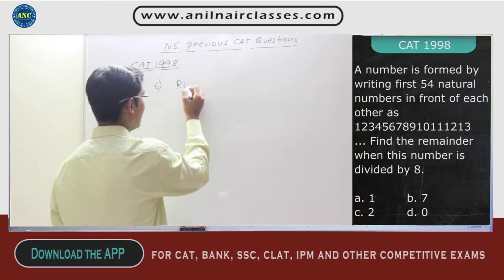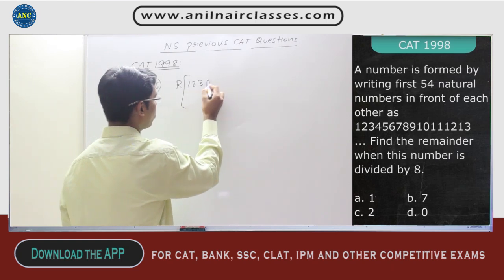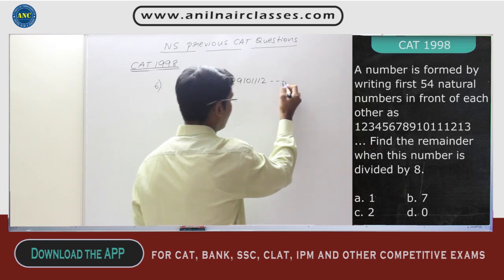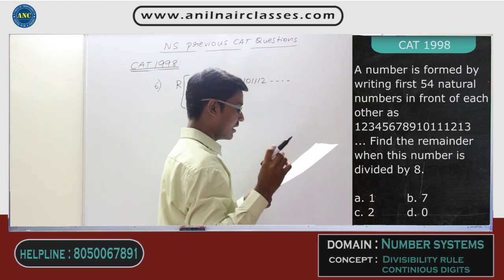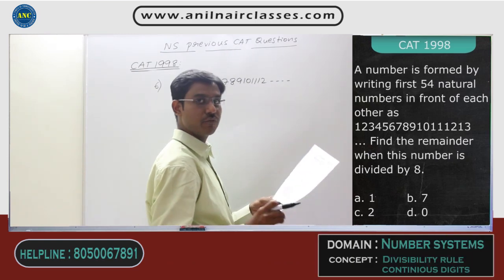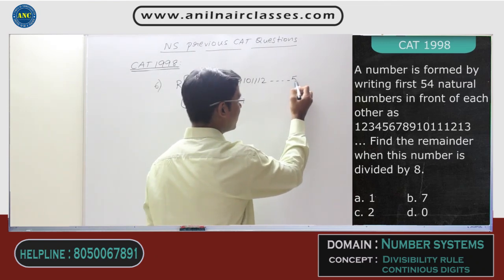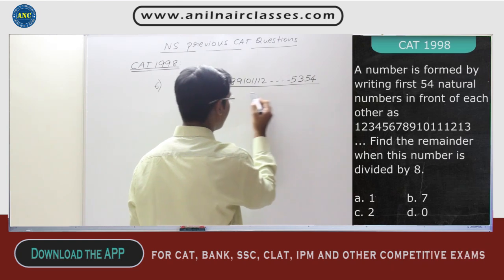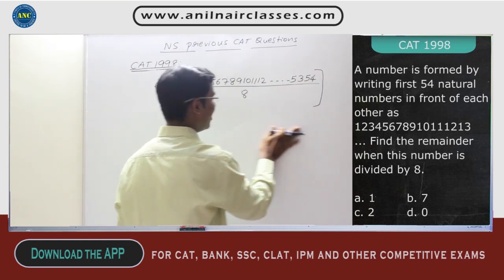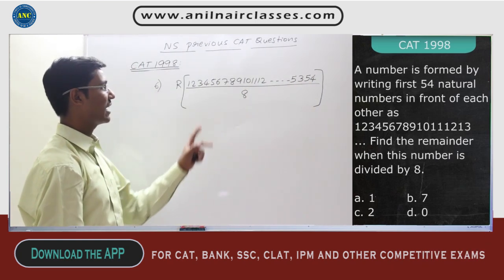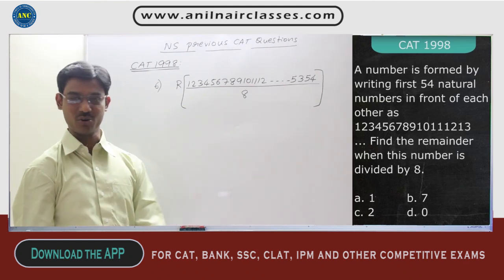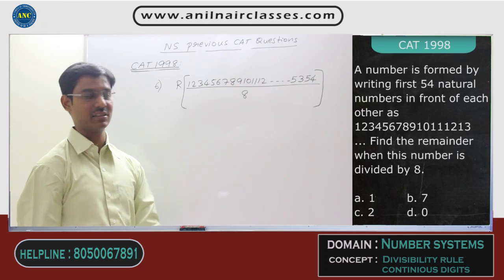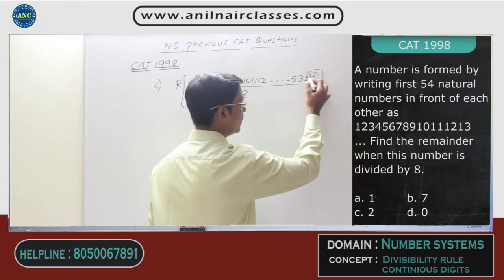Now they are telling that the remainder when the number 1, 2, 3, 4, 5, 6, 7, 8, 9, 10, 11, 12 and so on. The number is formed by writing the first 54 natural numbers. The previous last is 53, last is 54. What is the remainder when this number is divided by 8? Now, very easy question. It just looks like a difficult question, but it's actually very easy. You already know the divisibility rule of 8. The divisibility rule of 8 is nothing but the last 3 digits should be divisible by 8.